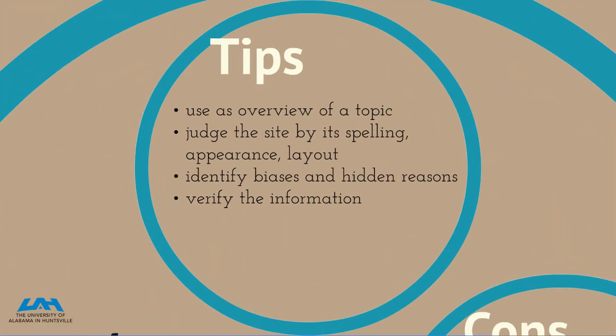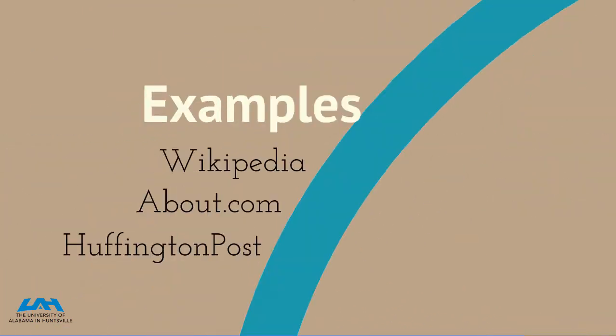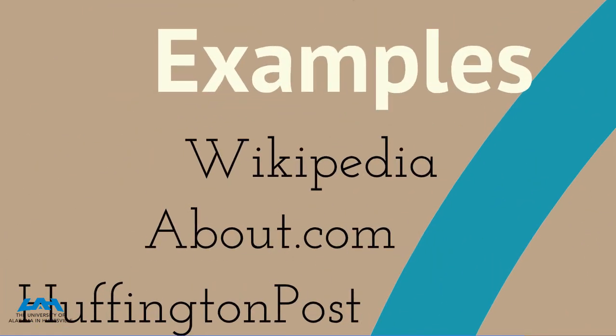Some general tips on using the web. Use it to begin with, at the beginning of a topic, when you're just getting a broad overview of it. Judge a site by its spelling, appearance, and layout. Identify the biases of the site and hidden reasons for the site to exist. Is this sort of an advertisement site posing as a news site? Or is this an organizational site with a strong personal bias posing as a non-biased source? Check those kind of things out. Verify the information. Some examples of websites you might use include Wikipedia, About.com, and Huffington Post.